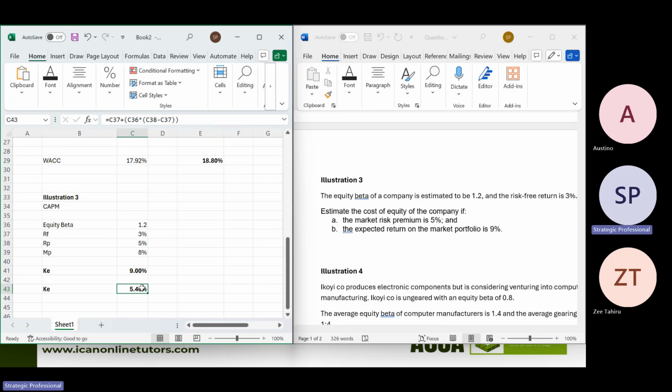So sometimes the examiner might want to confuse you, right? So your eyes need to be opened to see clearly what the risk premium is and what the expected return on the market is. I don't know if that's clear. Can we move on? Yes, we can.